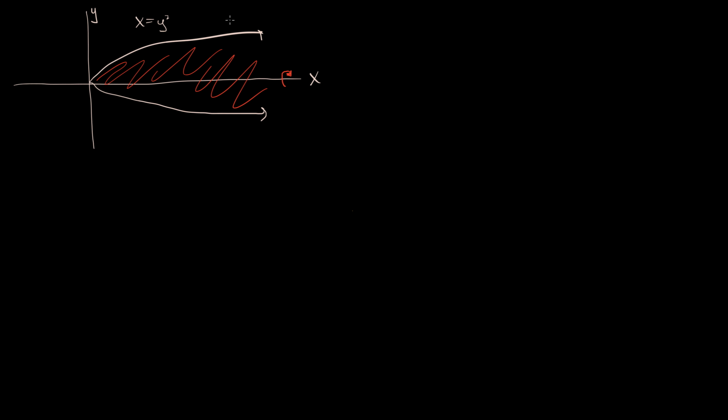Okay, so let's think about this logically. If we remember from just normal integral calculus, 2D calculus, when we have these graphs, what we were doing is we were splitting these into rectangles of very small width, a width that we call dx. This right here is of width dx.